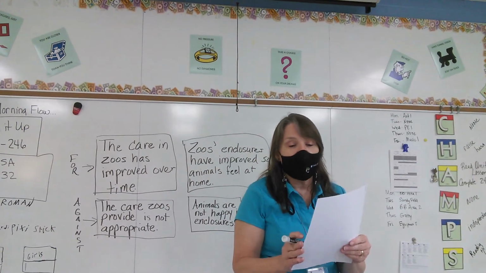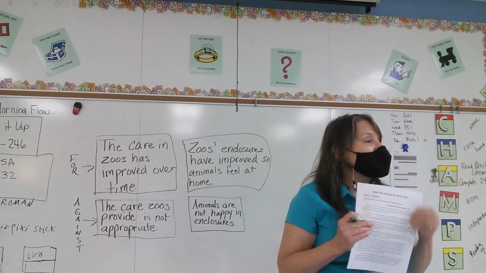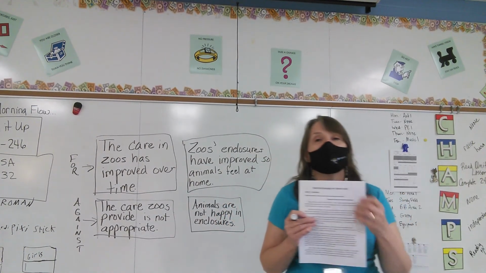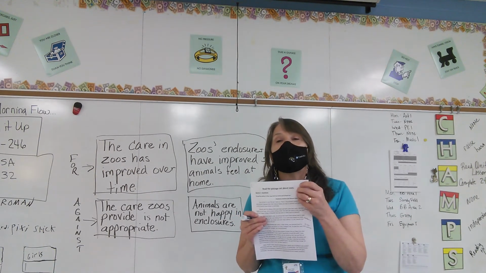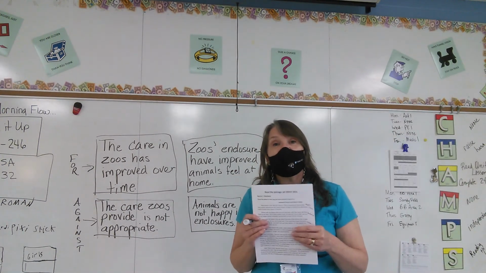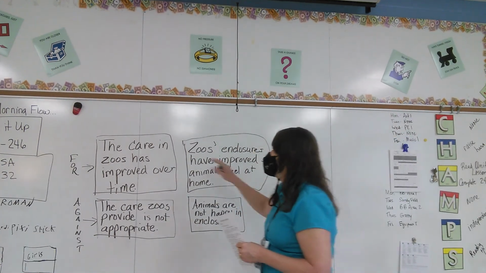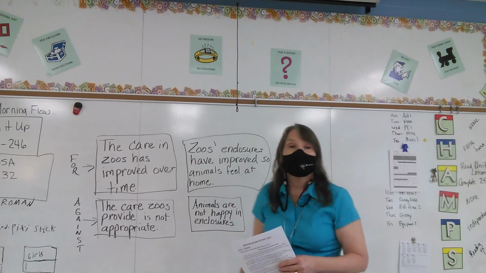So our next step now is going to be to look at our annotations. Look at the breadcrumbs you left for yourself. Look at the little words that you wrote out to the side. That's going to help you to find some of the details to go with this.